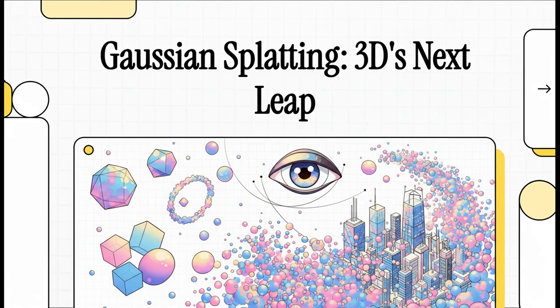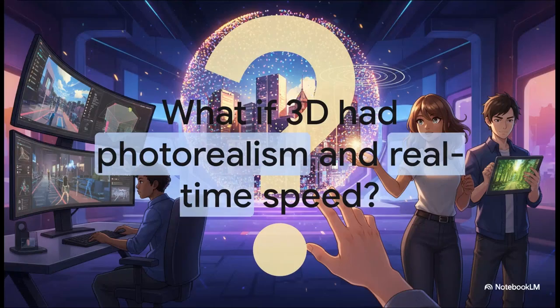All right. In the world of 3D graphics, there's a new technology that is making some serious waves. It's called Gaussian splatting, and let me tell you, it's not just a small improvement. It could totally change how we create and experience digital worlds. I mean, think about it.